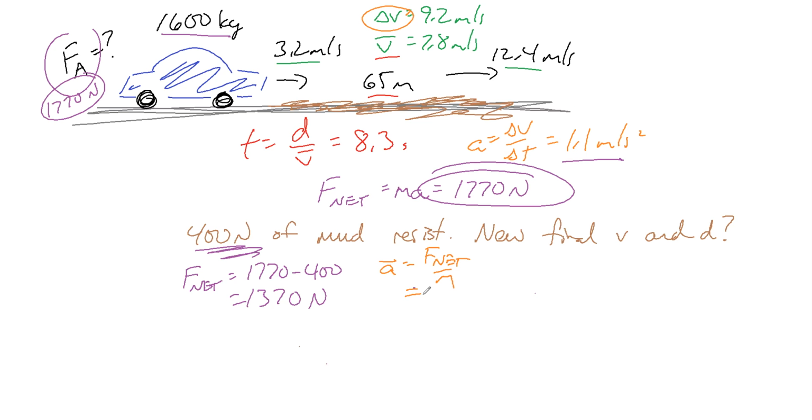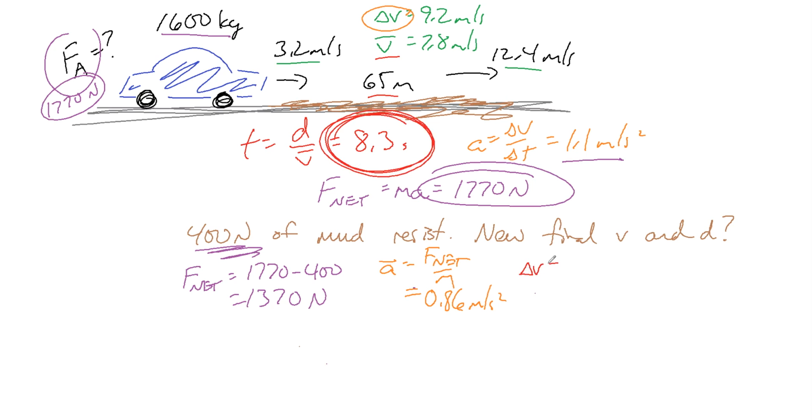So I'll just take that 1370 and divide that by the mass of the vehicle. And now my acceleration is down to like 0.86 meters per second squared. Okay, well, now that I have that, we can try and incorporate some other stuff. Things will change, obviously. We'll just use the exact same time we did before. Let's keep the exact same amount of time and make things easy.